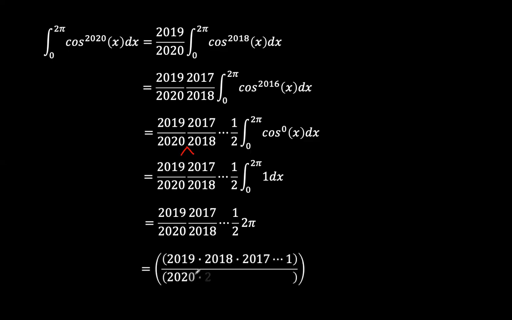But at the end of it all, this is the same as 1. The integral of 1 is x, and with the limits, we get 2 pi. So as you can see, we do have a multiplication 2019 times 2018 times 2017, and so on and so on.